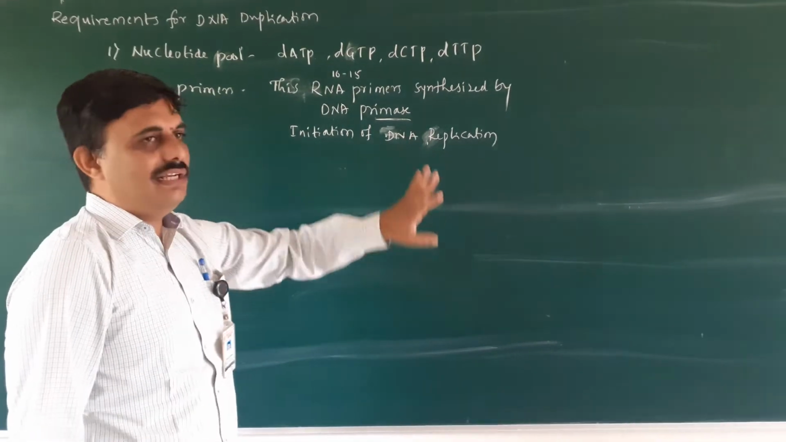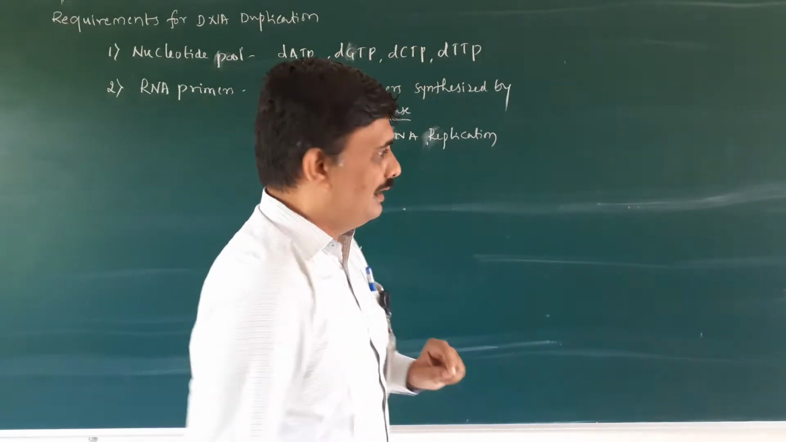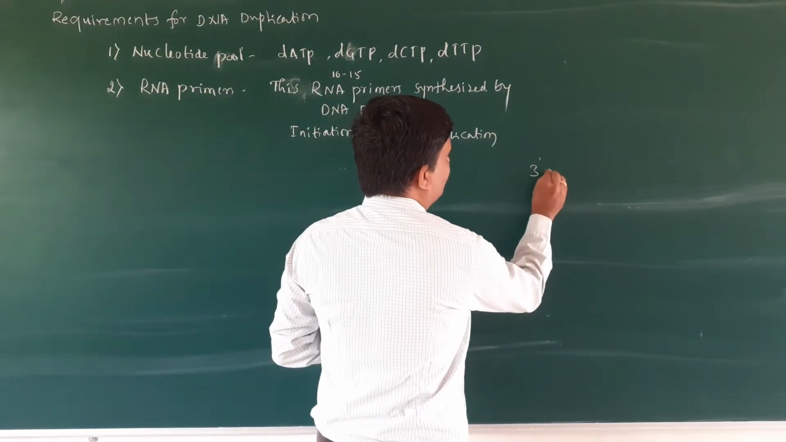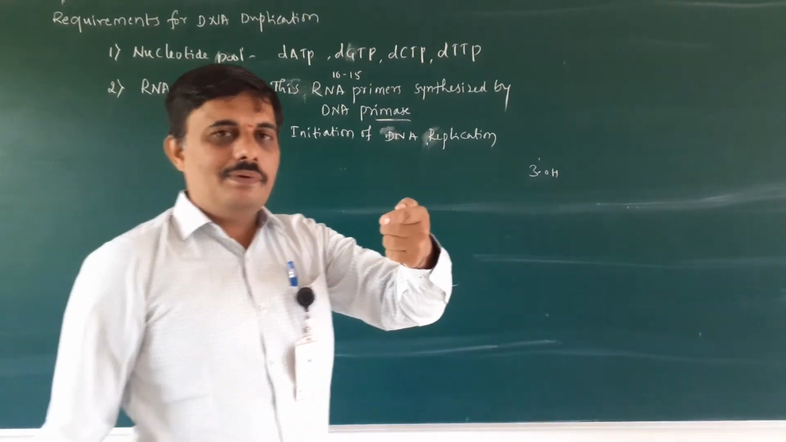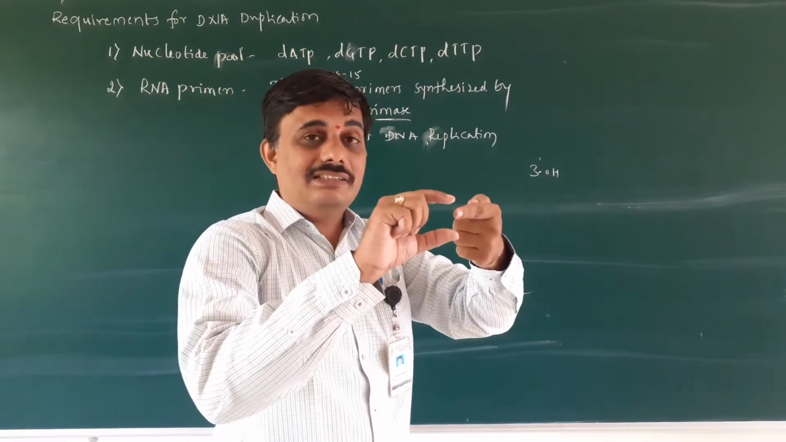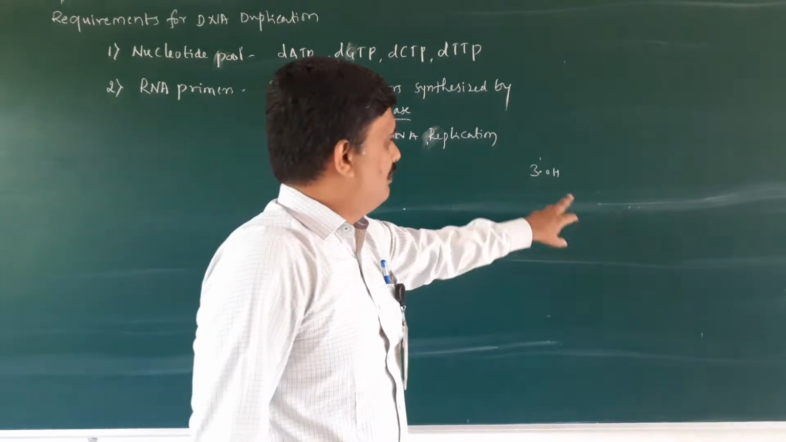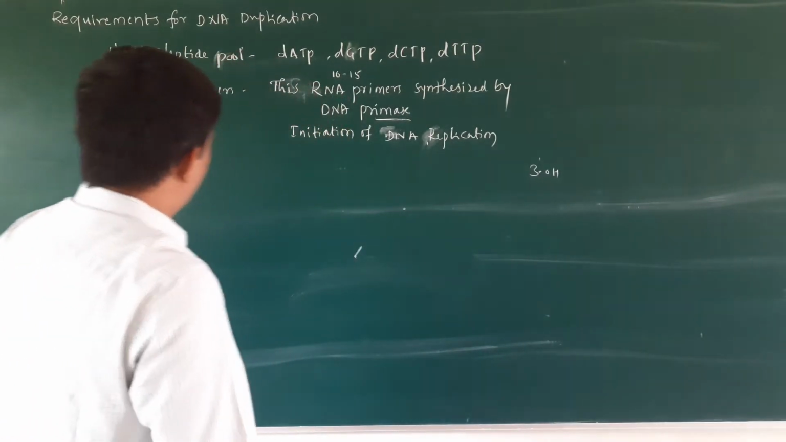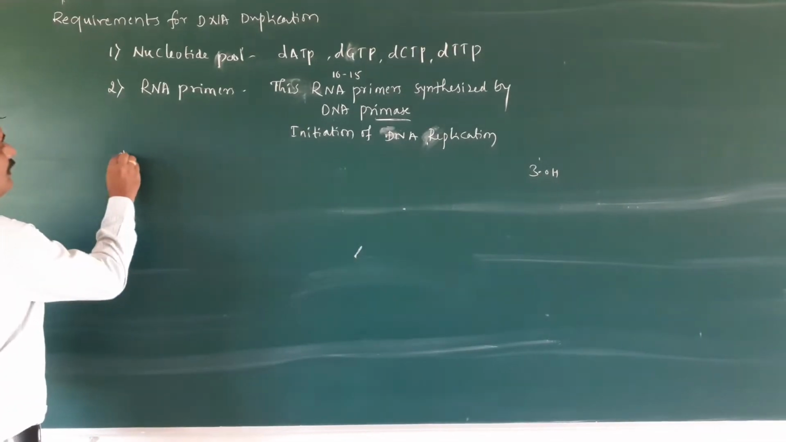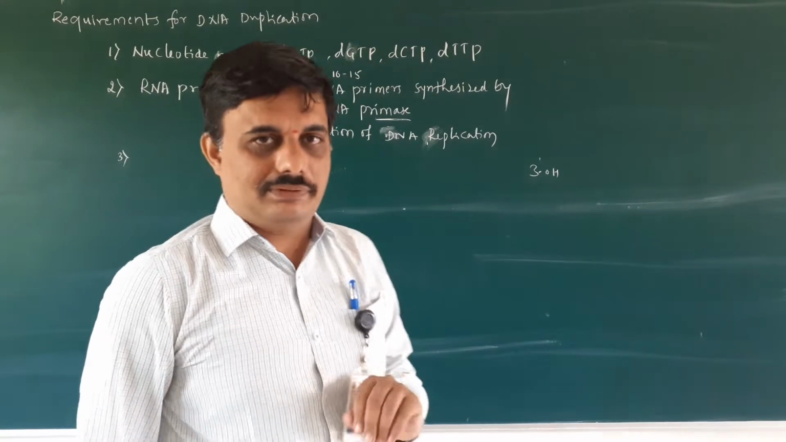These RNA primers provide the 3' OH group. Thus the extension of the new strand occurs on the basis of the 3' OH group. And DNA replication requires many enzymes.